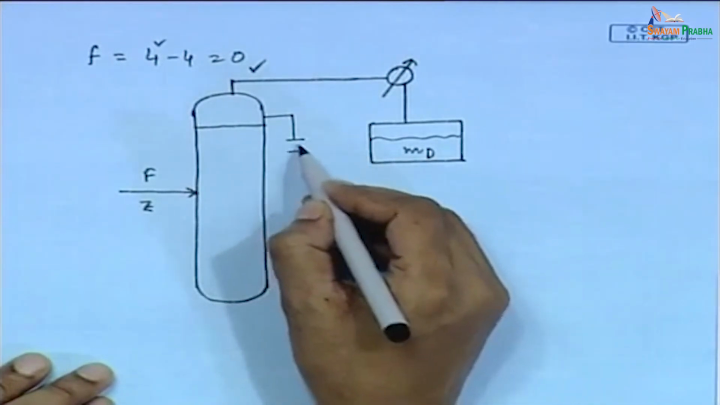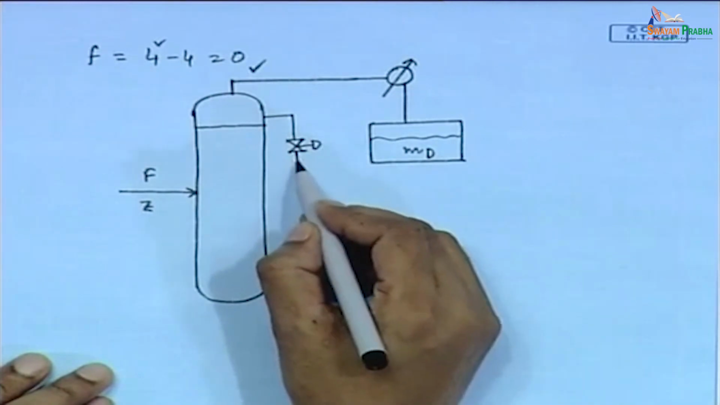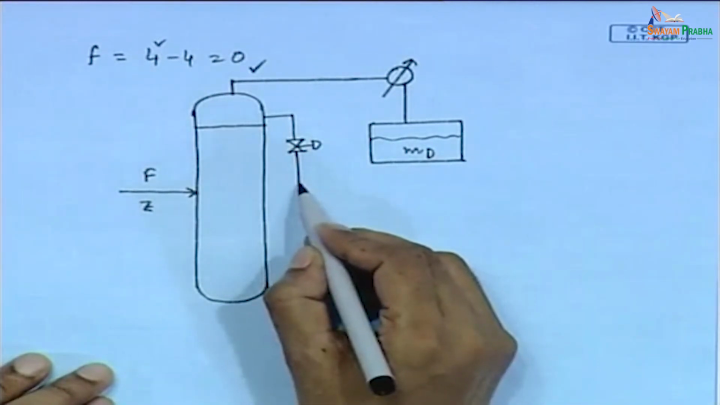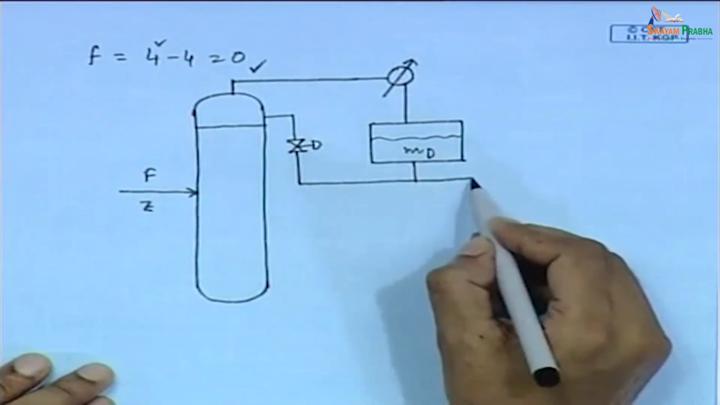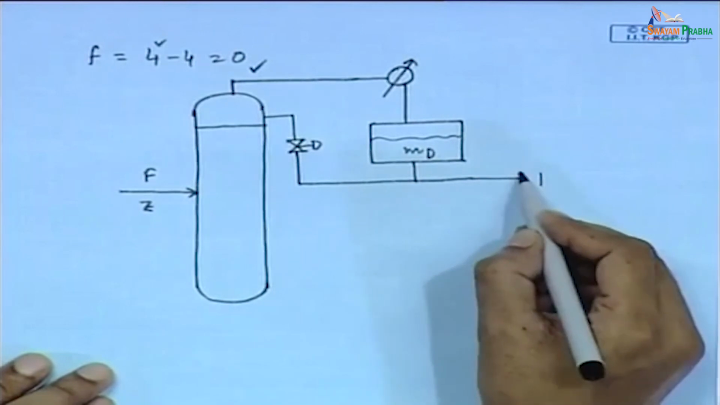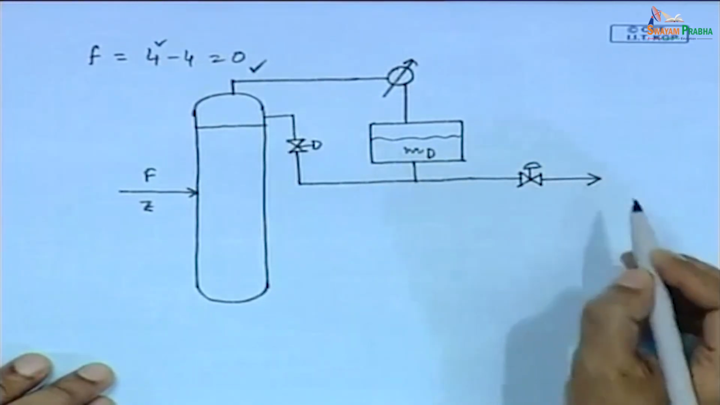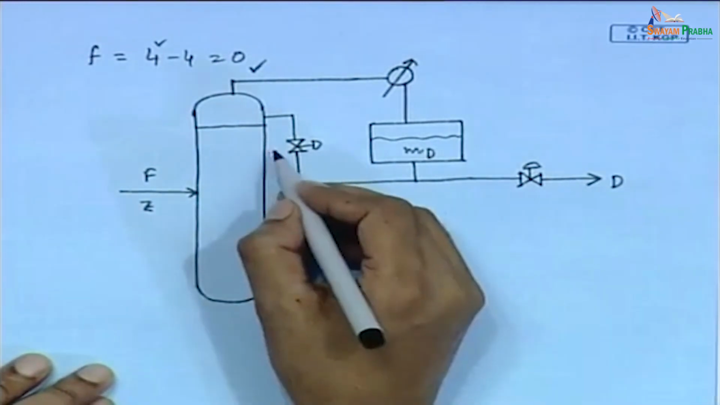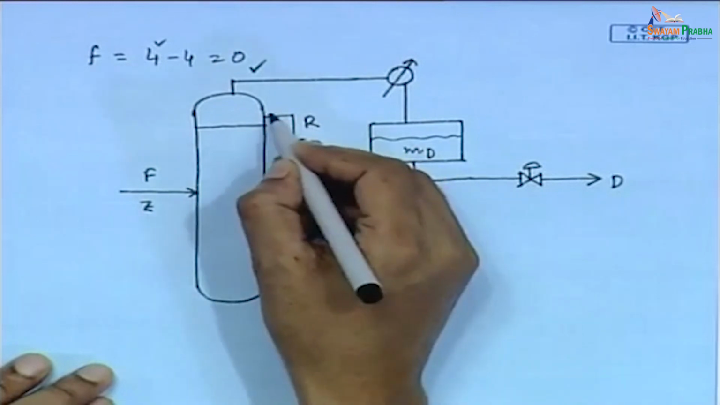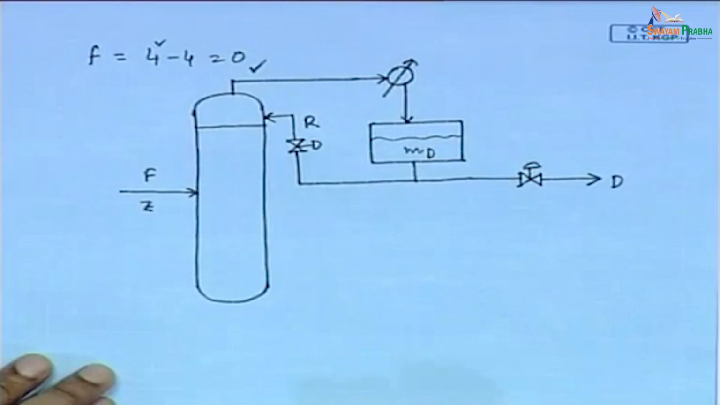Suppose this is a control valve which is used to manipulate the reflux rate. This is another control valve which is used to manipulate distillate flow rate. This is reflux flow rate. Fine.